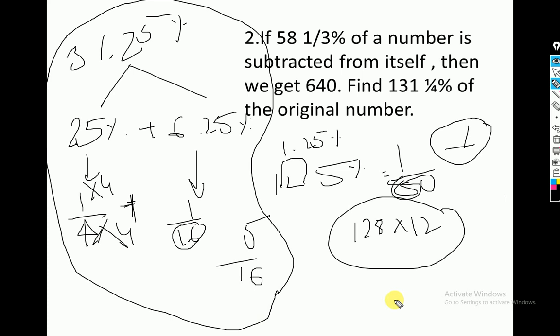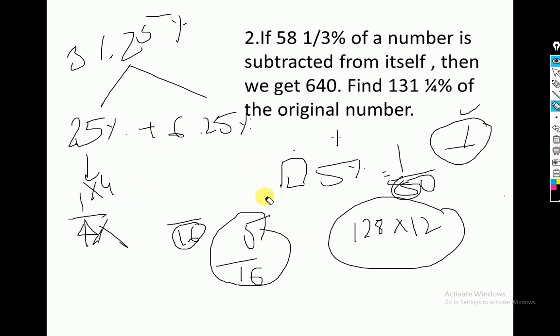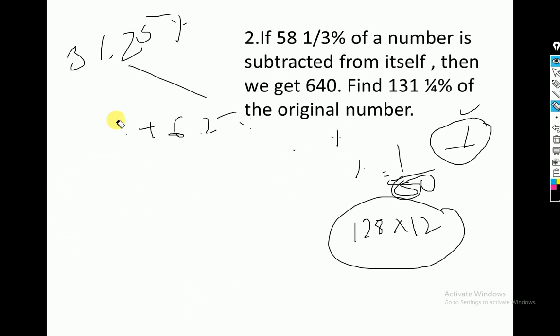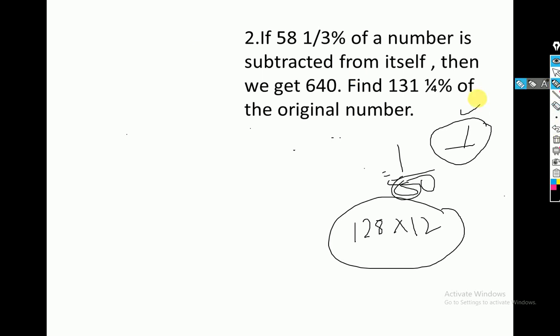Alright, but don't forget the 1 over here, because it's 131 1/4 percentage. So 31.25 percentage we have got, and the value is 5 by 16, so we have to add 1 to it. If I add 1 to 5 by 16, I'll get 21 by 16, right? I get 21 by 16.